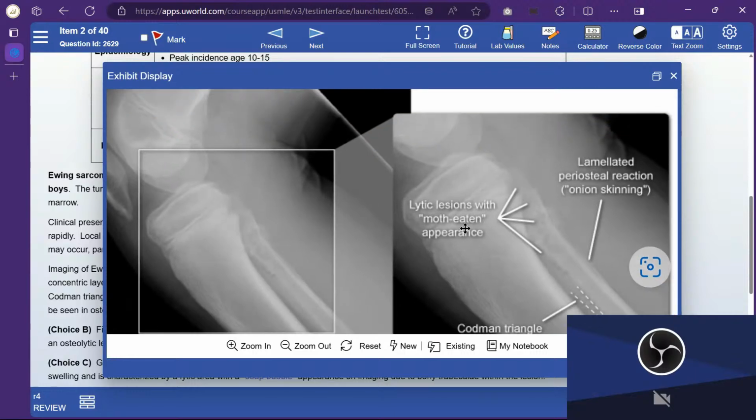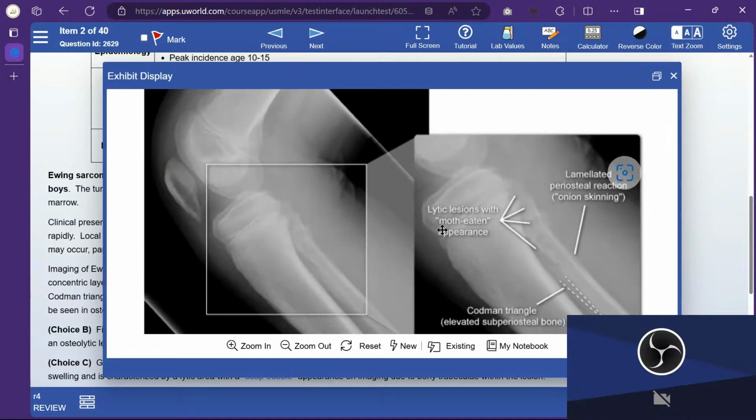This is a lamellated periosteal reaction, also known as onion skin. And a lucent lesion with a moth-eaten appearance.